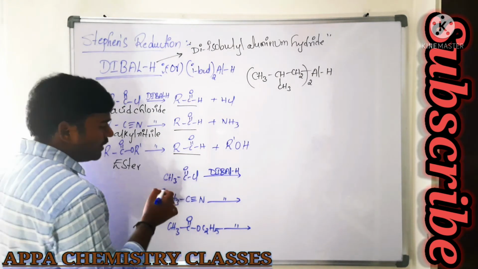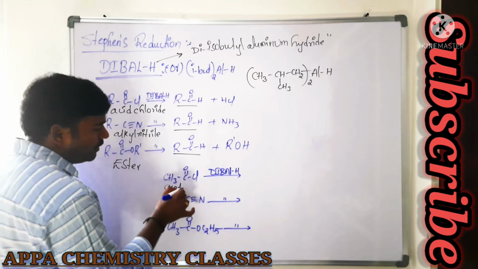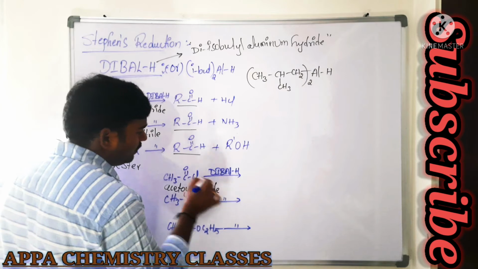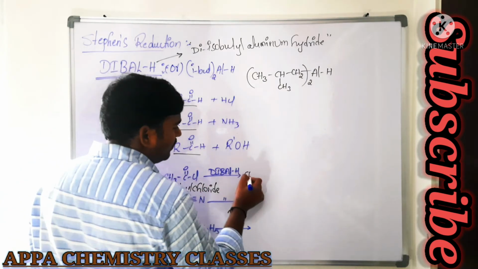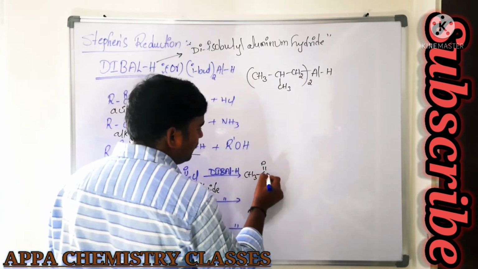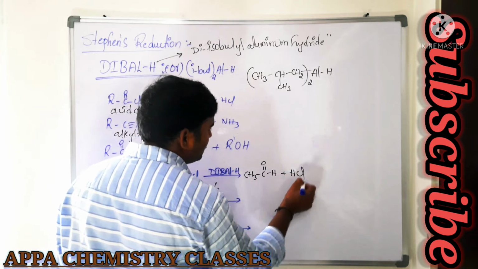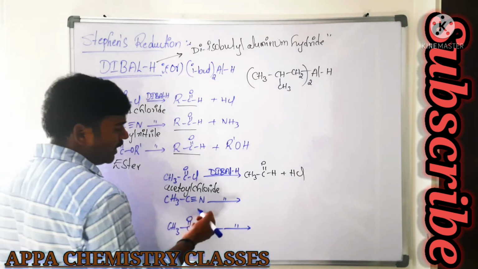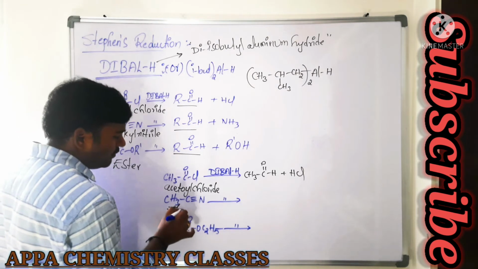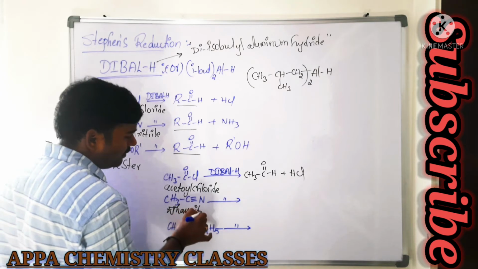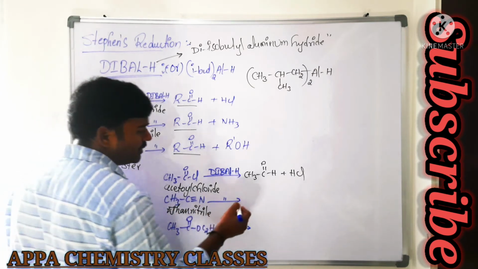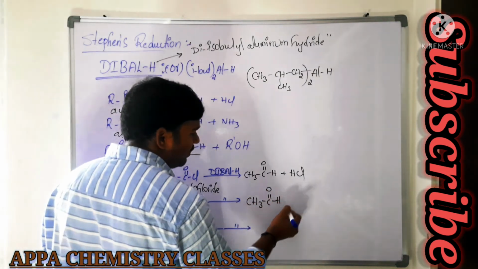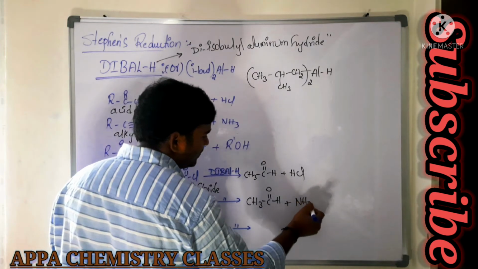Now you can take acetyl chloride. This acetyl chloride, or ethanoyl chloride, is converted to acetaldehyde plus HCl. And you can take ethane nitrile. This ethane nitrile on reaction with the DIBAL reagent, diisobutyl aluminium hydride, gives acetaldehyde plus ammonia gas.